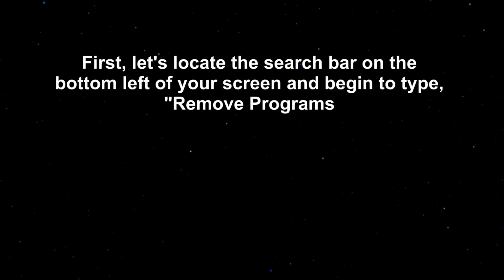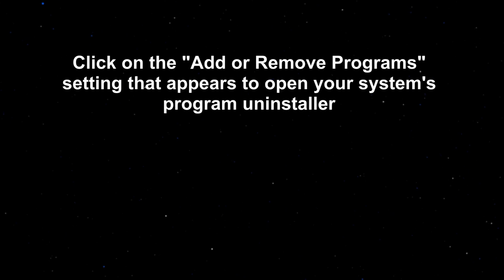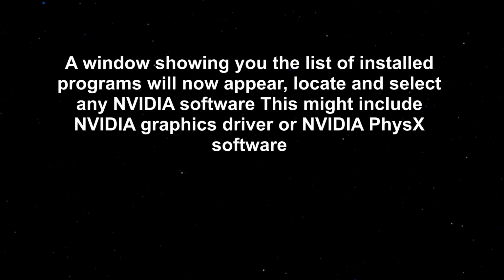First, let's locate the search bar on the bottom left of your screen and begin to type Remove Programs. Click on the Add or Remove Program setting that appears to open your system's program uninstaller. A window showing you the list of installed programs will now appear.